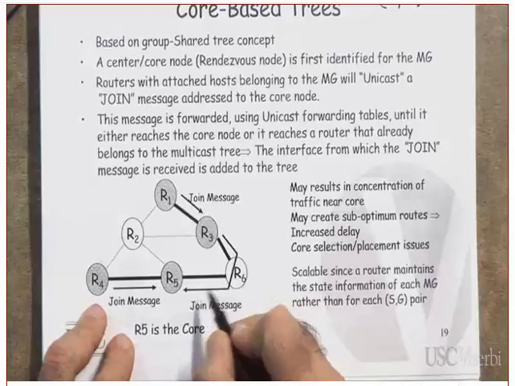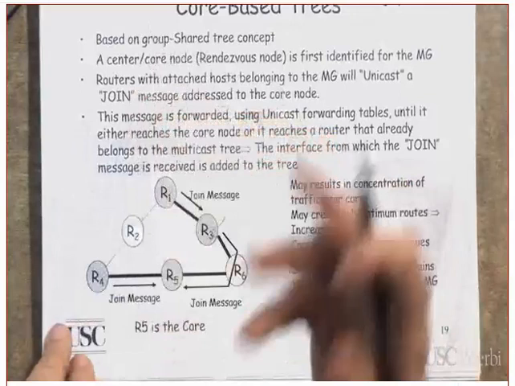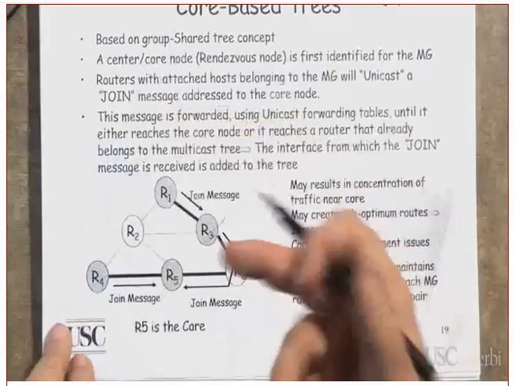Clear? Okay, so one more time. It may result in concentration of traffic near the core and may create suboptimum routes. Do you understand what suboptimum routes are? Suboptimum routes means not the shortest distance, for example. Question?